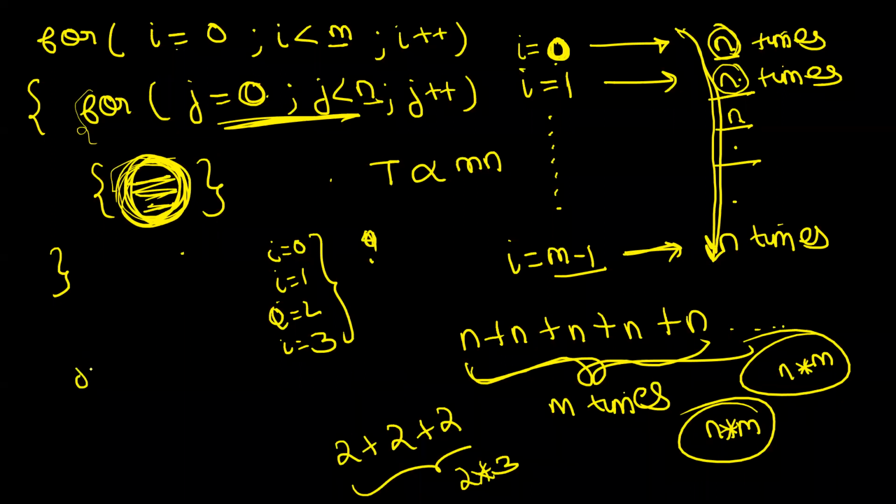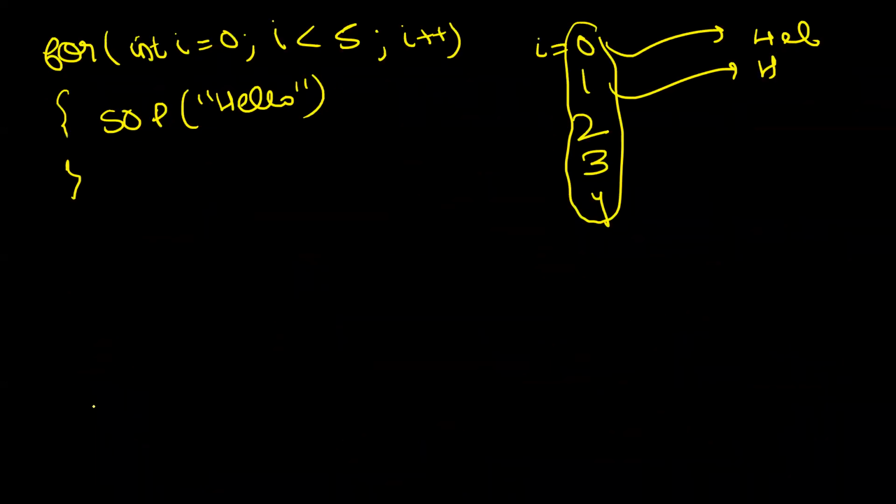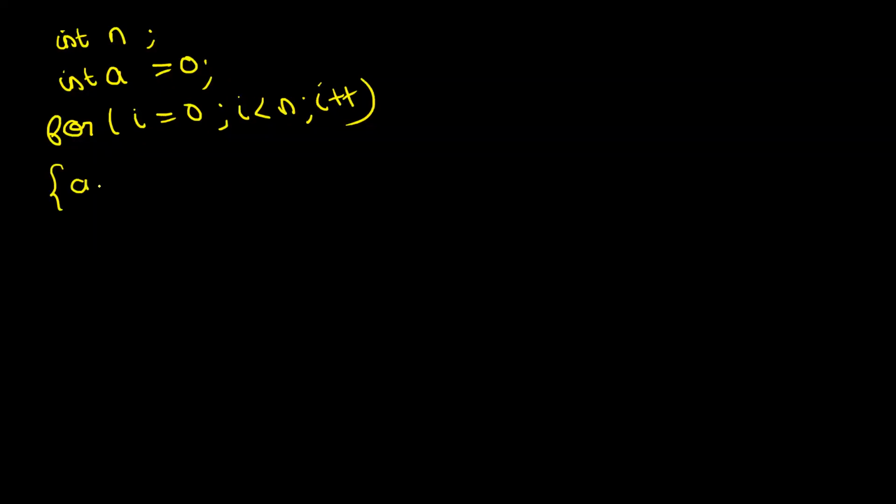J is taking a value 0, then 1, then 2, then 3, then 4 till n-1. So how many times has the loop run? For n different times. That's it. Now let us talk a little bit about space. Yes, the result is m into n.